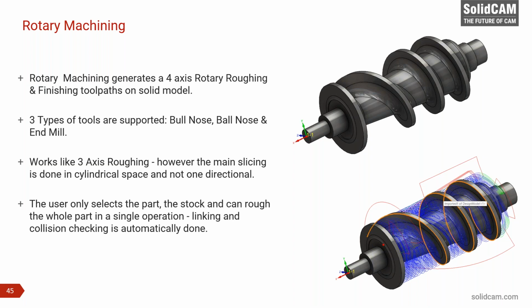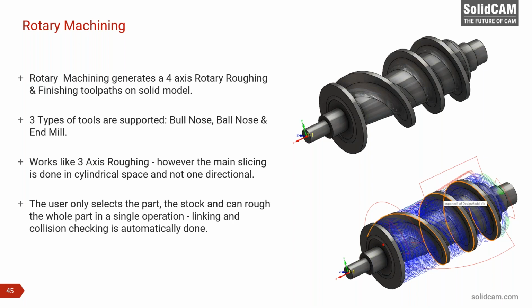So the classic application for rotary machining can be extruder screws or any kind of screws that are even lengthier ones, like 1 meter, 2 meter screws, or any part that rotates around the fourth axis and you would like to do roughing and finishing of that part is a very good candidate for rotary machining. We support bullnose, ball nose, and end mills. These standard tools are supported.